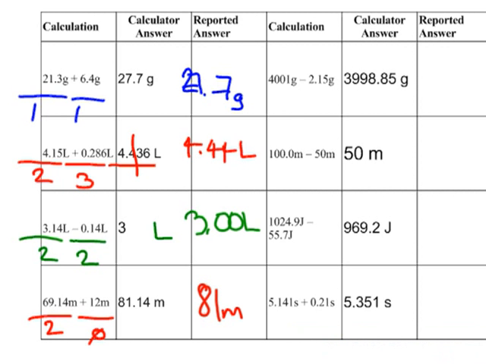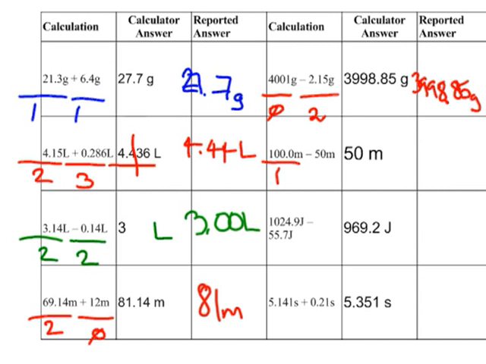4,001 minus 2.15 grams gives me 3,998.85 grams in my calculator. The first one has no numbers after the decimal place. The second number has 2. So I need to record the proper number. I'm going to keep the number that I see on the screen as my reported answer, 3,998.85 grams.